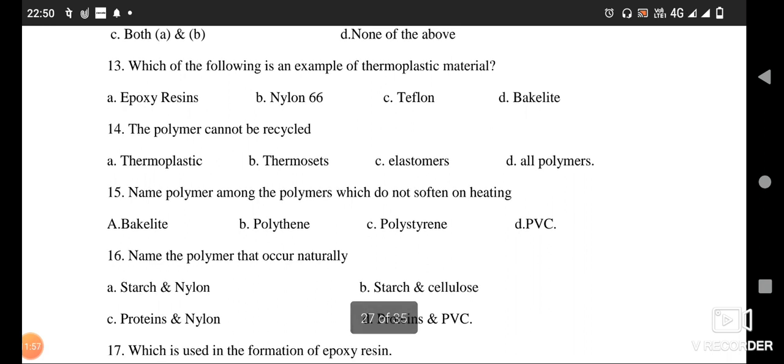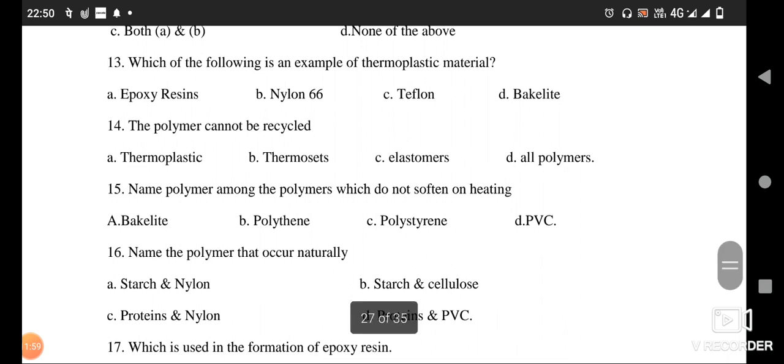So out of these four options, that is A epoxy resin, B nylon 66, C Teflon, and D Bakelite, the correct option here is C, that is Teflon. It is an example of thermoplastic material.